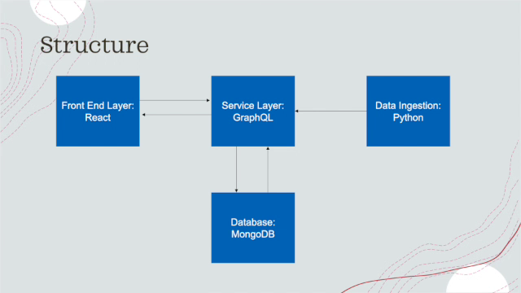Here's a look at our overall structure. So obviously in the middle is our service layer with the GraphQL, and that's talking to the data ingestion, the front end layer, and the database. But each of those 3 components are independent of each other, and so everything runs through the GraphQL layer, which we were really proud of at the end of our project.